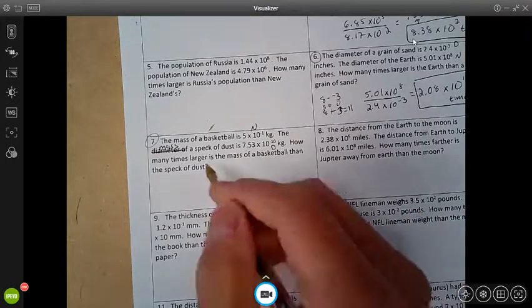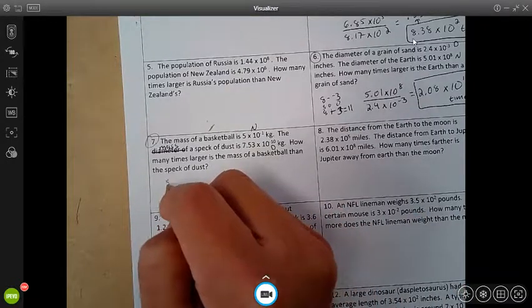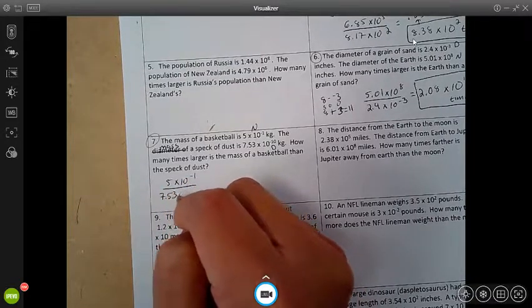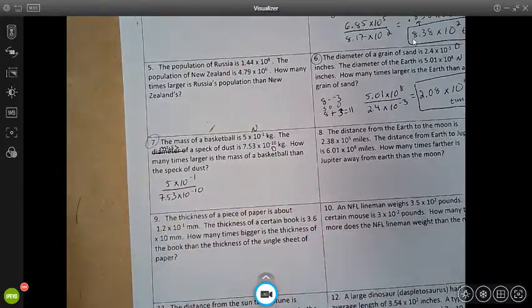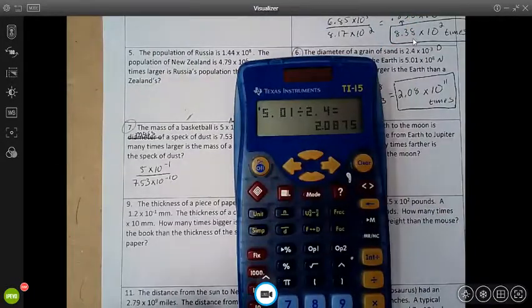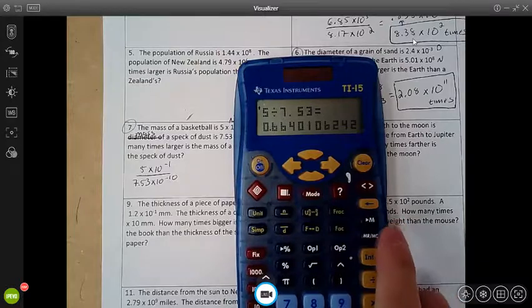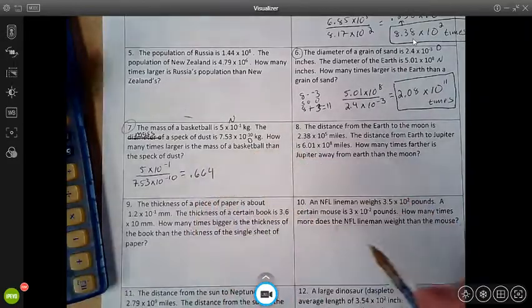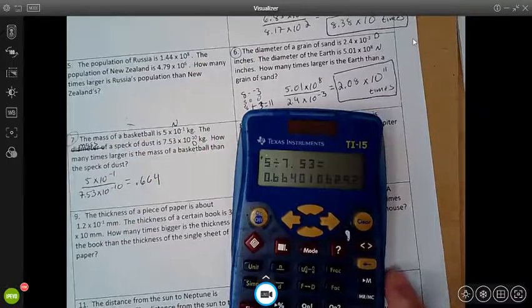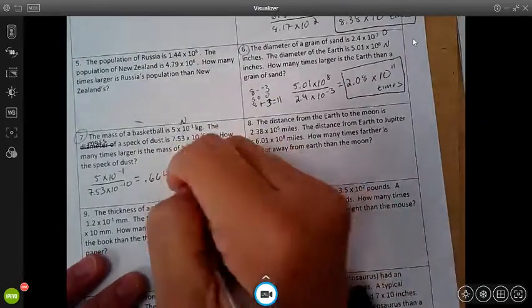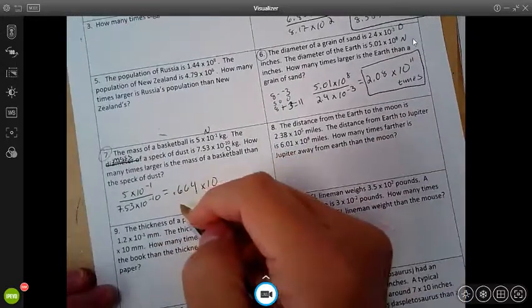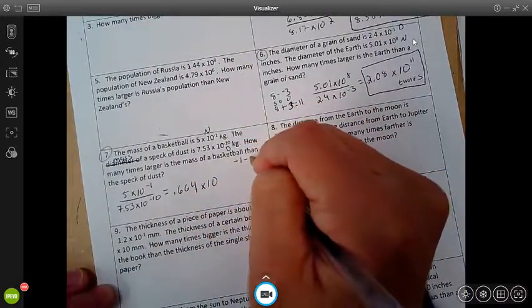So let's go ahead and divide this out. So 5 times 10 to the negative 1 divided by 7.53 times 10 to the negative 10. 5 divided by 7.53 gives us 0.664. And then I need my exponent for the scientific notation. So I'm going to go ahead and do negative 1 minus a negative 10.